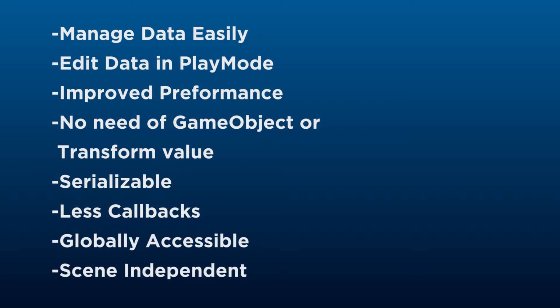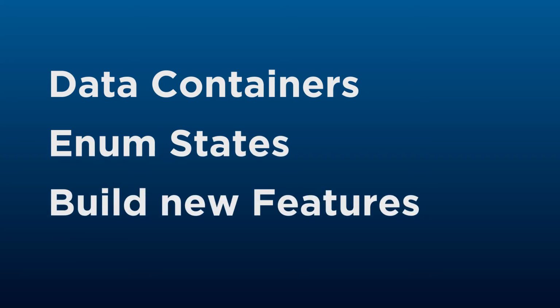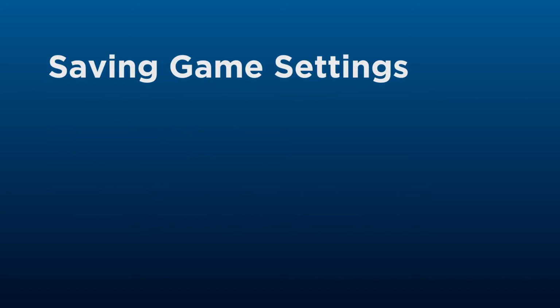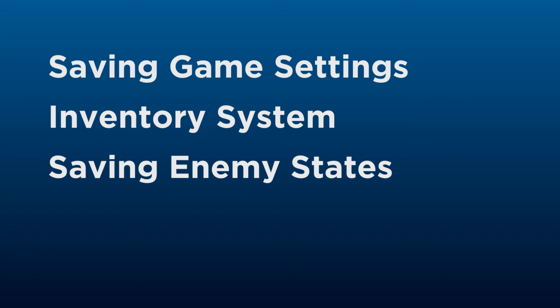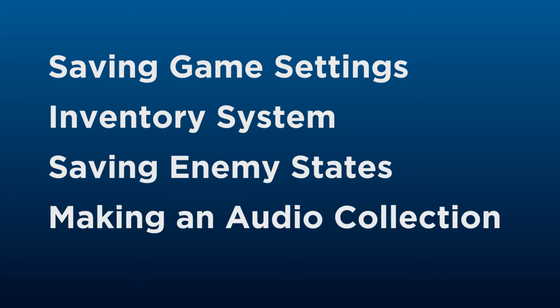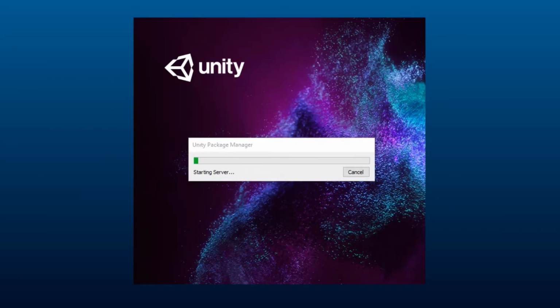Okay, now let's see some of the real uses of scriptable objects. They're used as data containers, as enum states, and to create layers above existing Unity features. Some of the use cases are saving game settings, making an inventory system, saving enemy states, making an audio collection to use in game, and much more. Okay, enough talking. Let's dive into the Unity editor and see how we can actually use this scriptable object in a real world scenario or a video game scenario.